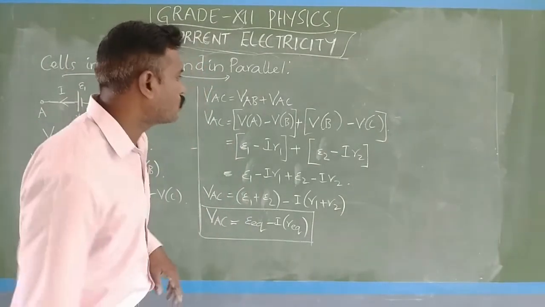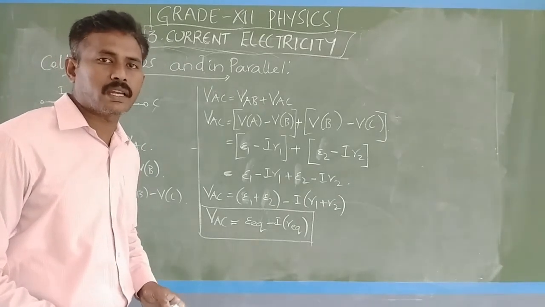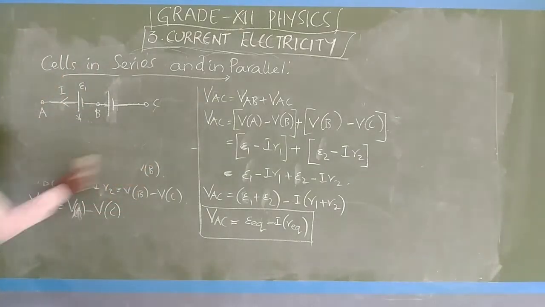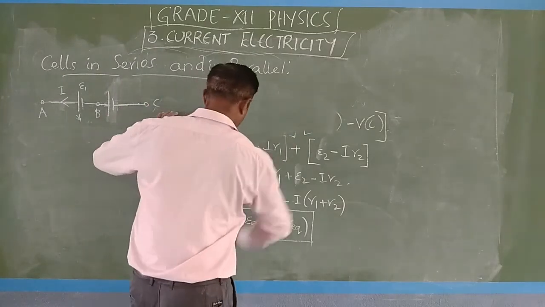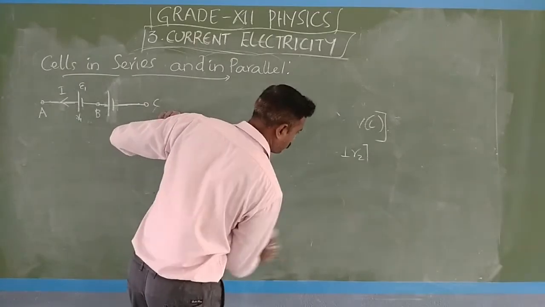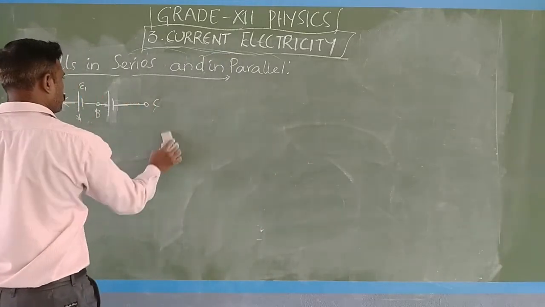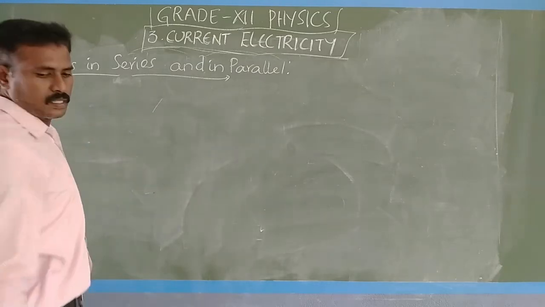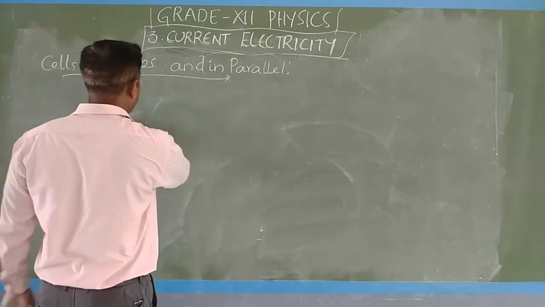Next I will teach you how to find the equivalent value of the cells when they are connected in parallel. So this is the series combination. Next one is a parallel combination of cells. How the cells are connected in parallel. What happens when we connect in parallel?